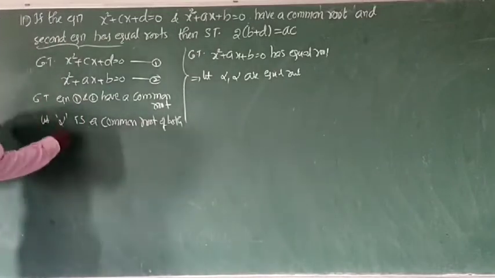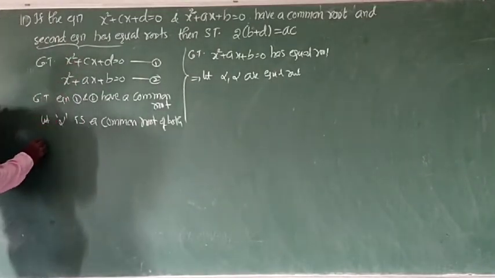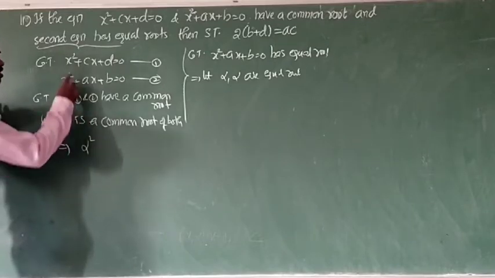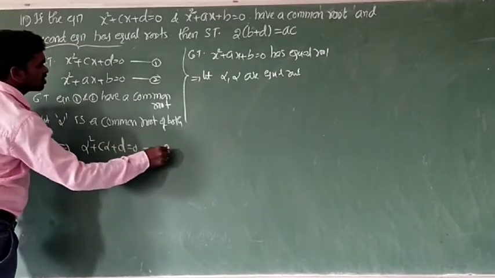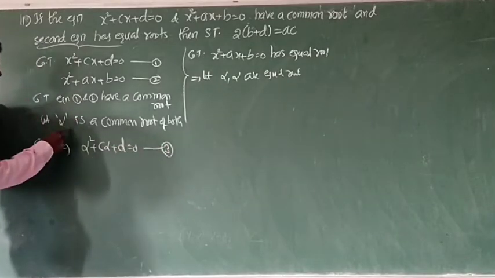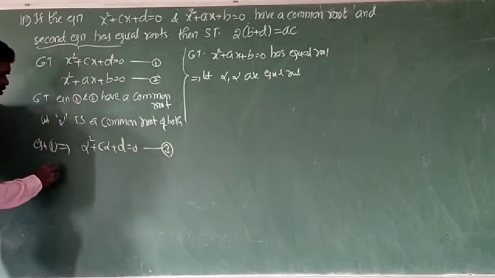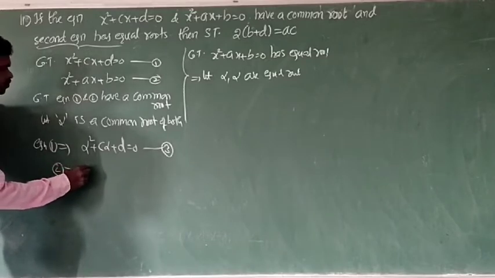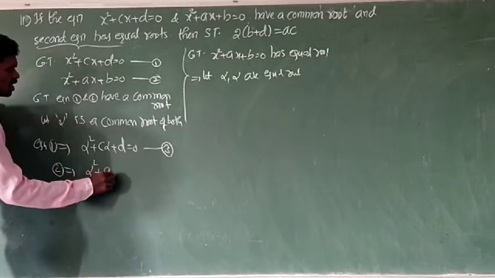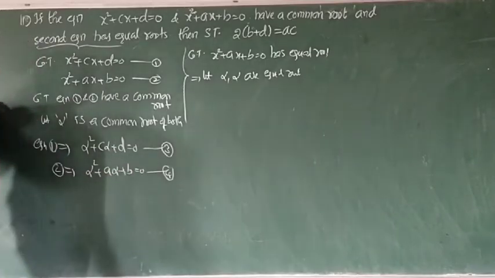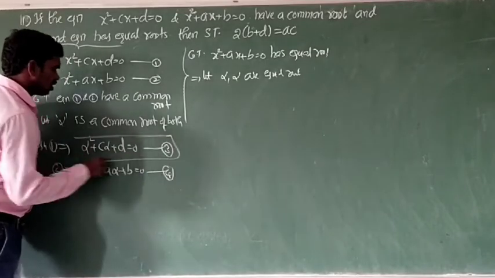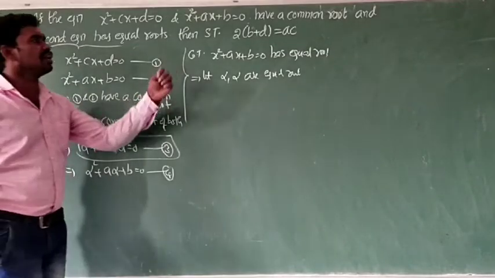That's right. If alpha is the root of equation 1, it satisfies the first equation, then it becomes alpha square plus a into alpha plus b equal to 0. It becomes equation 3. And alpha satisfies the second equation also, then the second equation becomes alpha square plus c into alpha plus d equal to 0. With this 4th equation there is no use, so use the third equation.